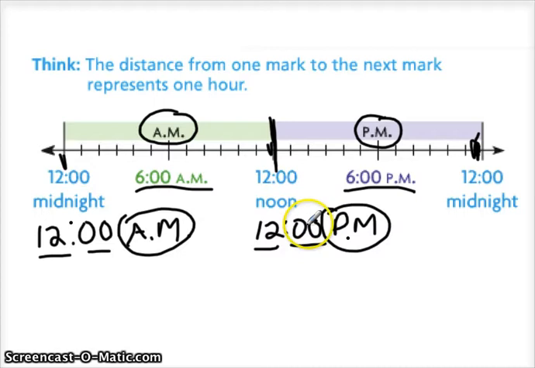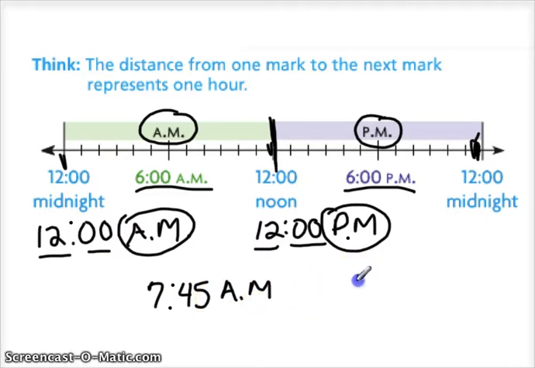So let's say that we're going to do something at 7:45 AM. Since we see the AM, we should be thinking, that's the morning. What's something you might be doing at 7:45 in the morning? Perhaps you're finishing up your breakfast, or brushing your teeth, or waiting for the bus to go to school.